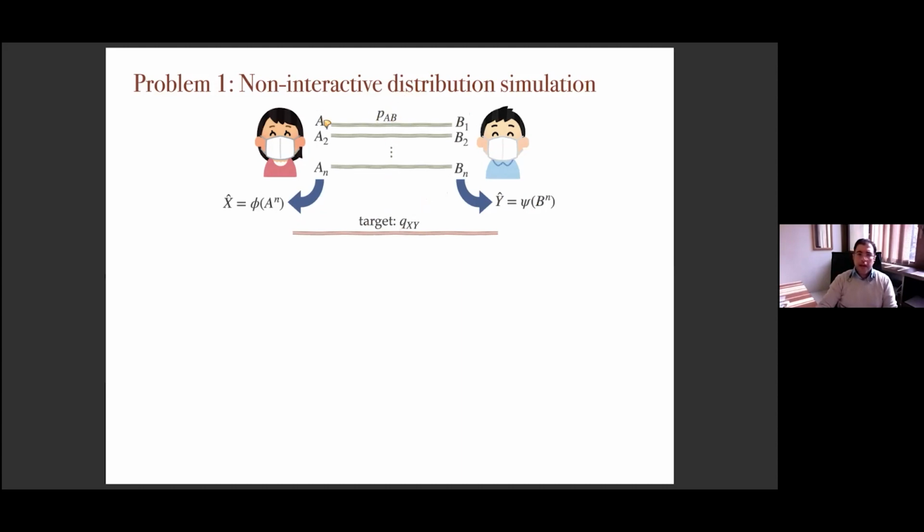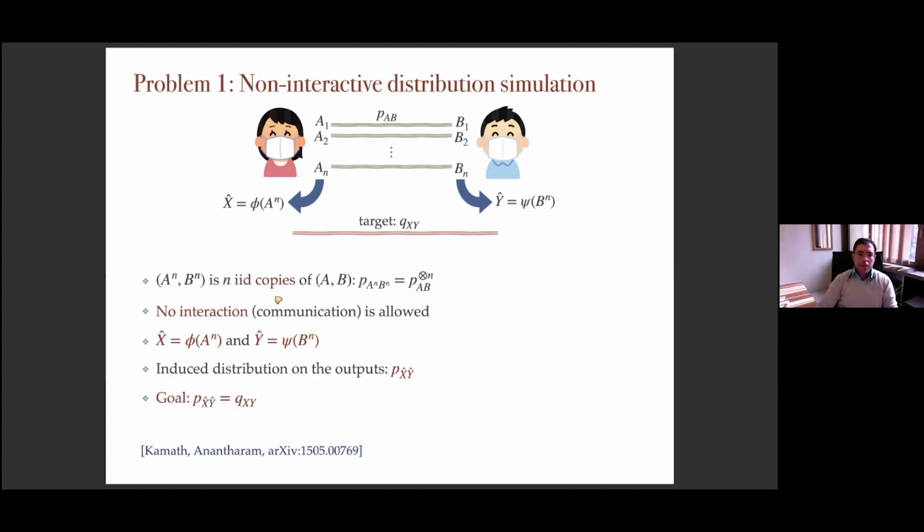From the source, they have n copies, where n could be arbitrarily large, and they want to generate only a single copy of the target. This is the important part of the problem. From the source, they can use as many copies as they want, but in the target, the goal is to generate only a single copy of the target.